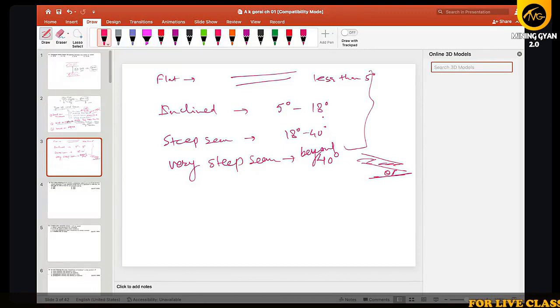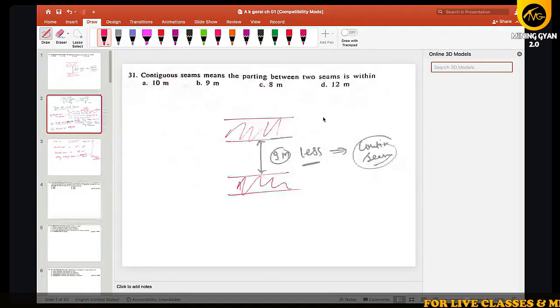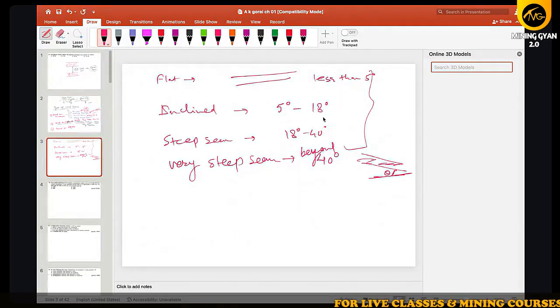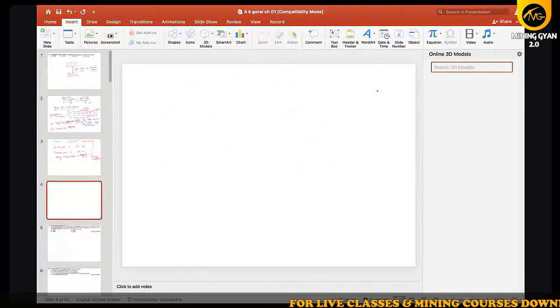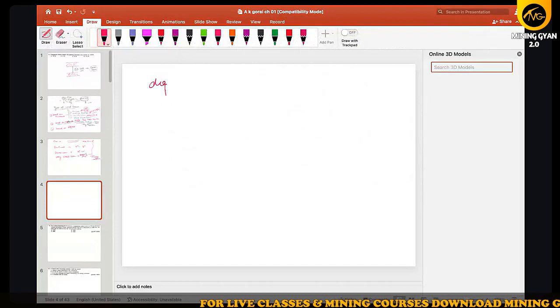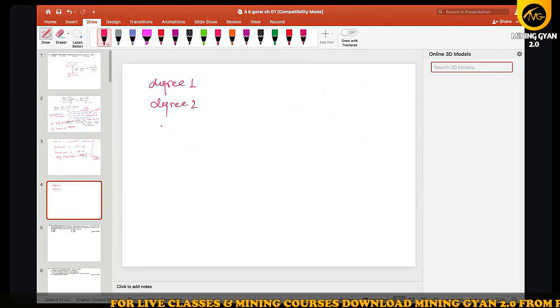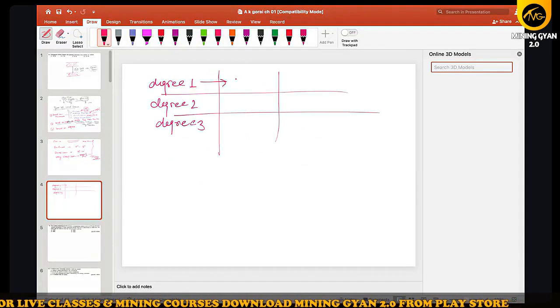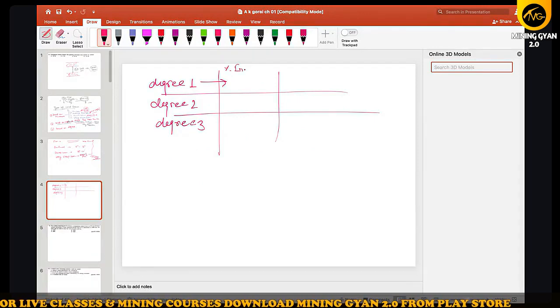So this third type is based on the degree. You all should know based on the degree the type of the seam is 3: degree 1, degree 2, degree 3. For the degree 1, we make a table based on the percentage of inflammable gas.